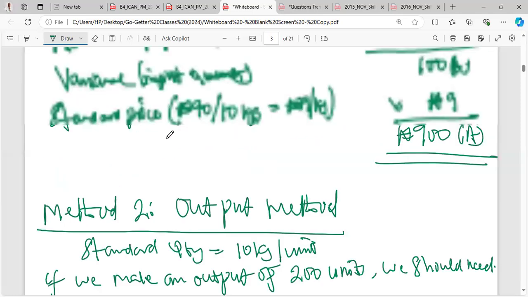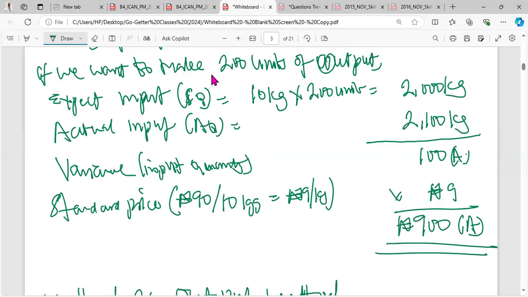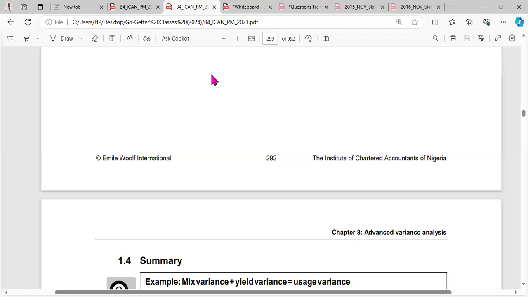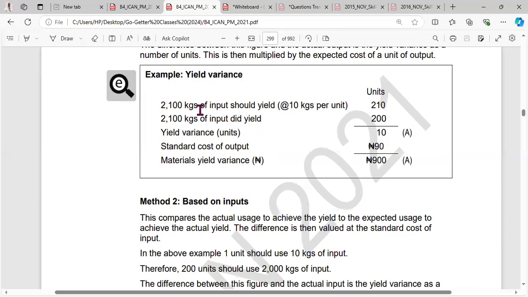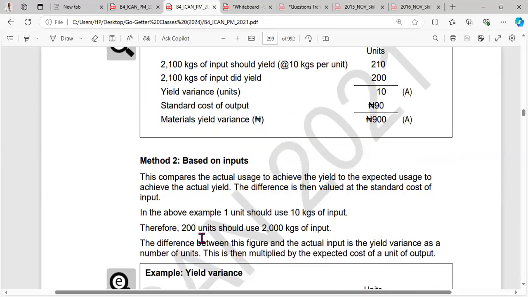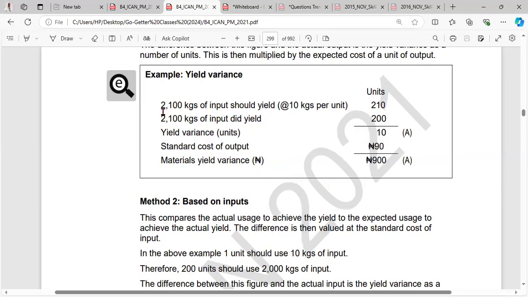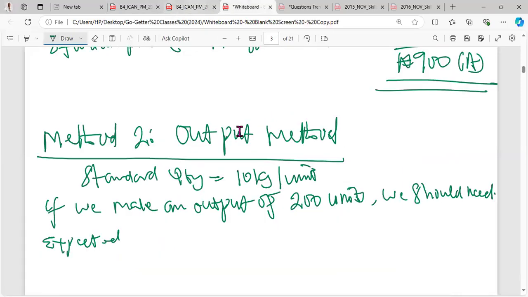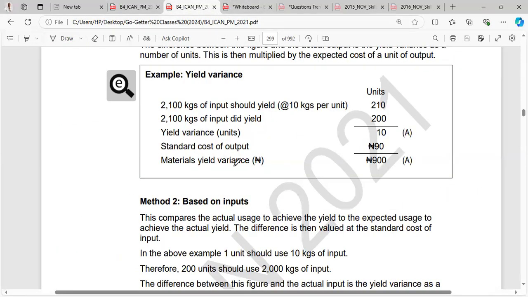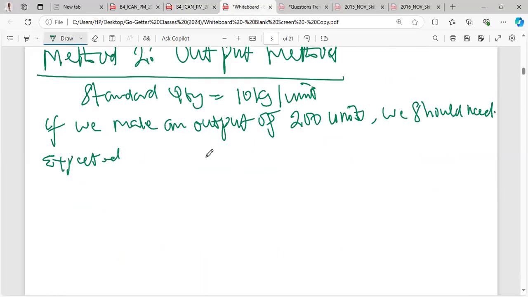I hope I'm not doing the same thing. Just a moment. Okay. The first one is input, then the second one is output. Okay. I was mixing it up. Okay. I get it.